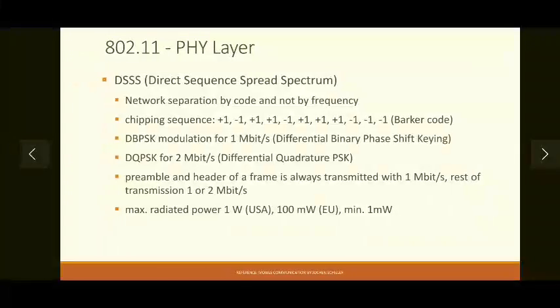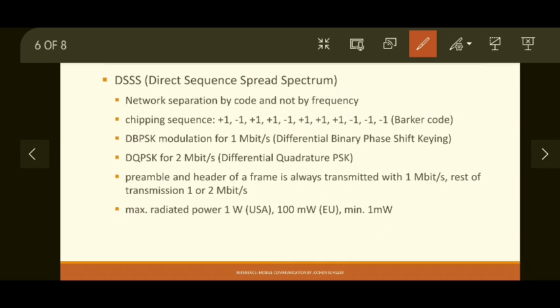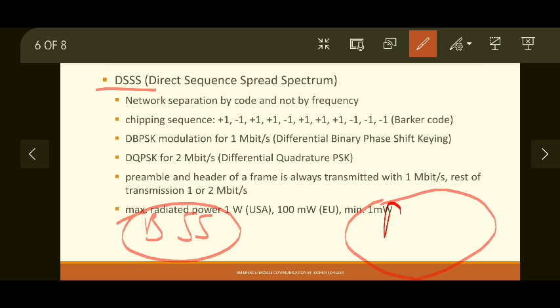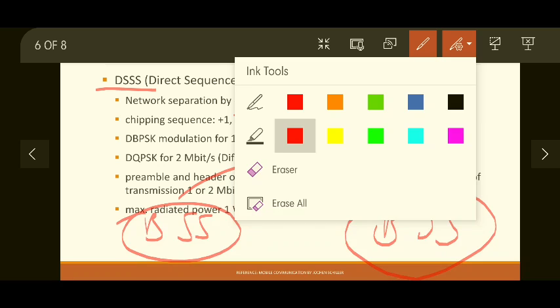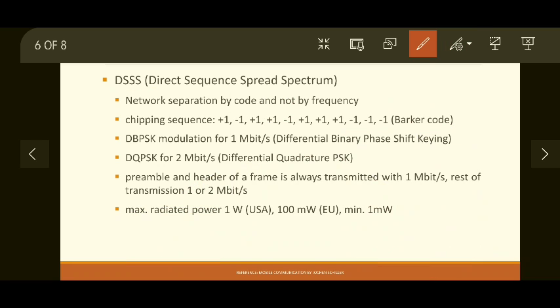Now the third radio transmission technology, that is DSSS. First was IR, second was FHSS, and the third is DSSS based. In this, different networks, that is different BSS, are separated by code rather than frequency. Both BSS can use the same frequency, but their codes will be different.